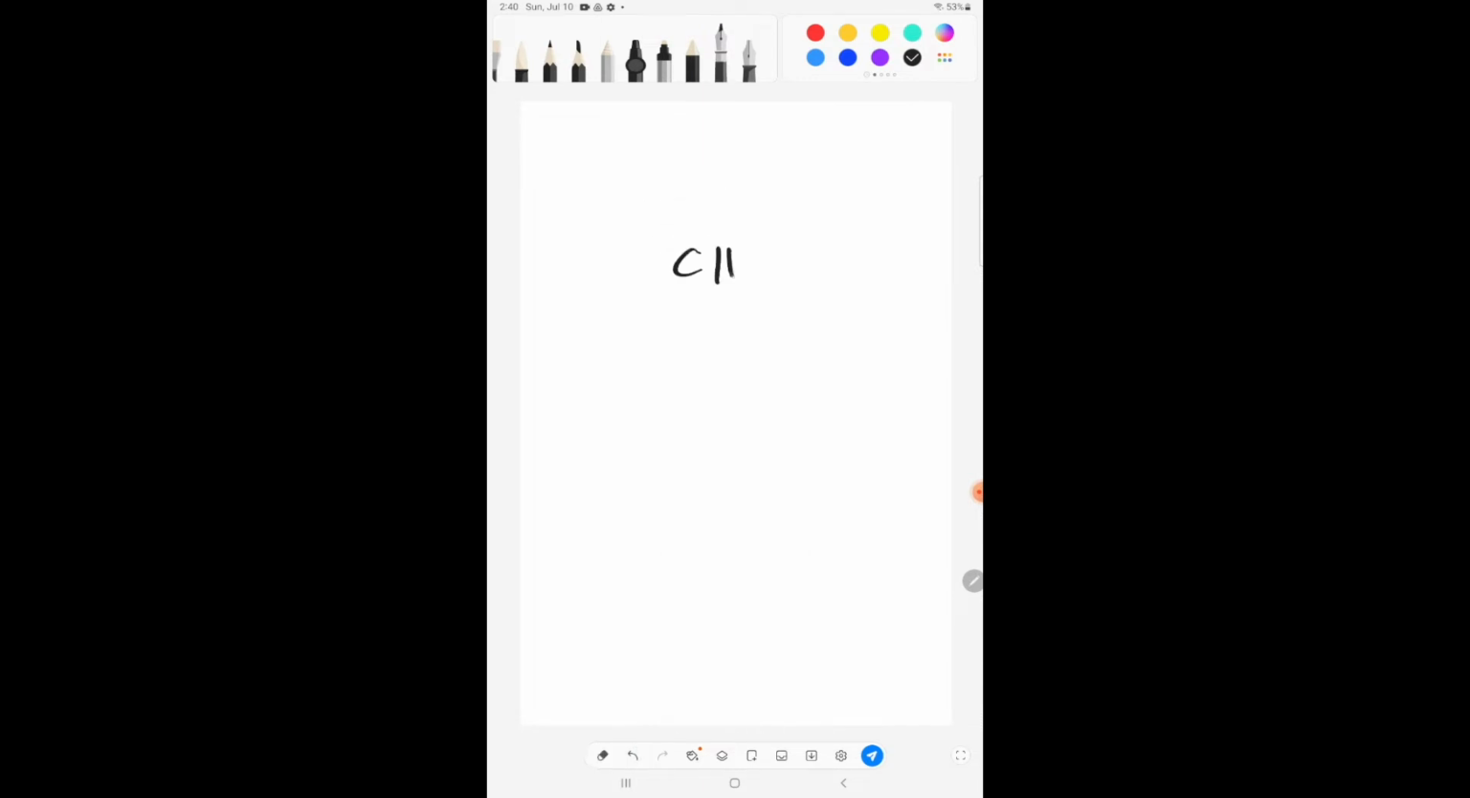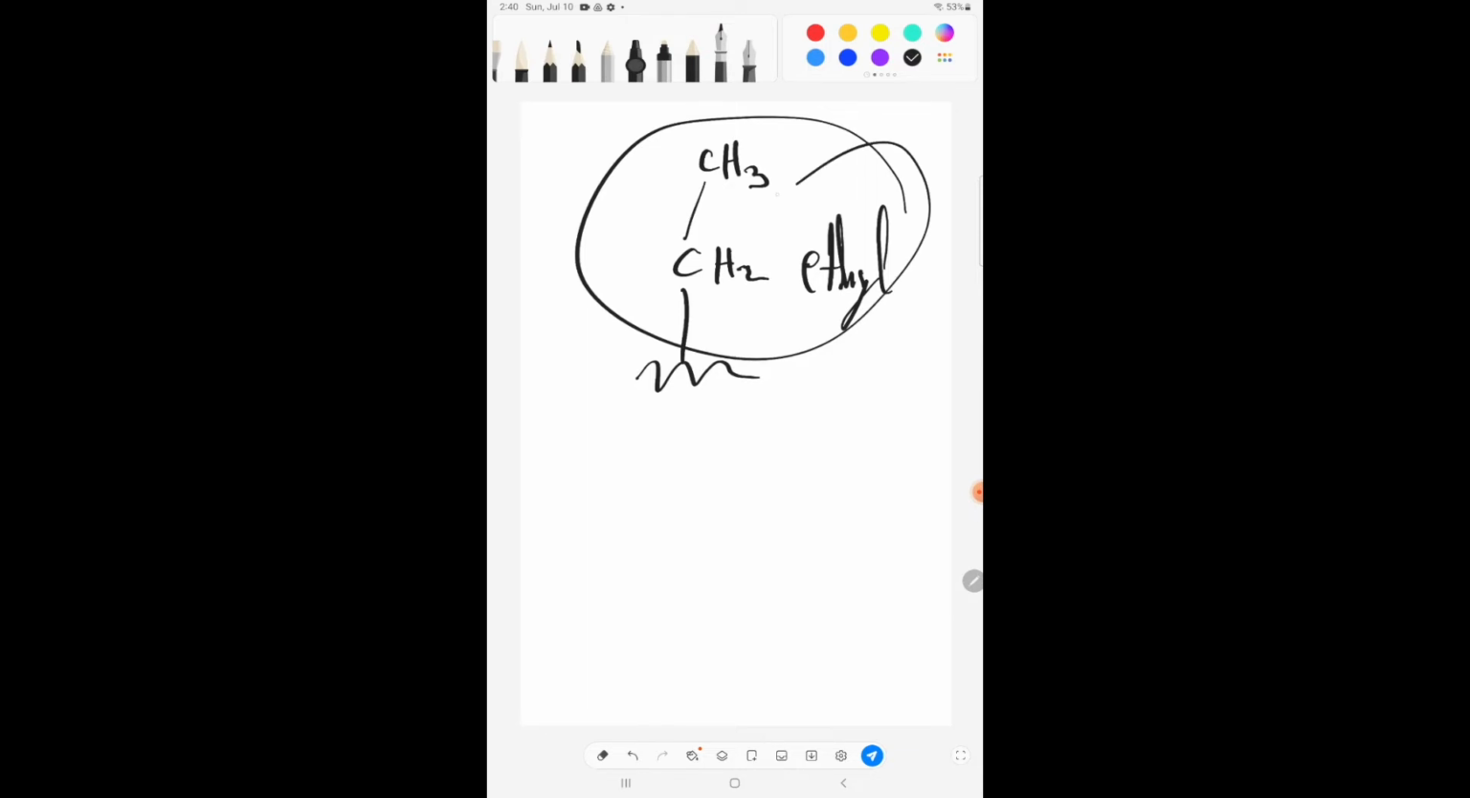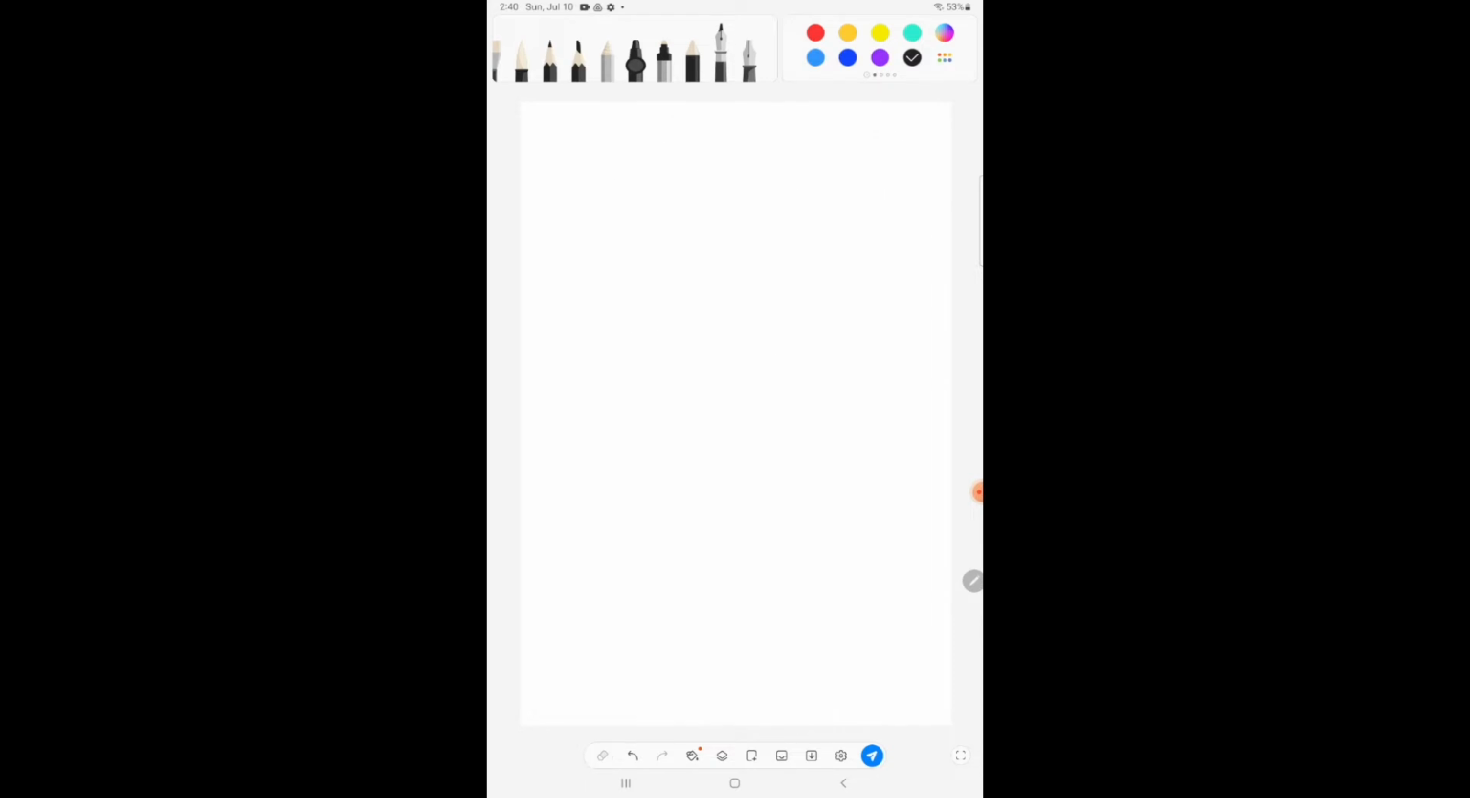What do we call this substituent? Well, this is going to be an ethyl group. This is, again, one of the 6 most common substituents.